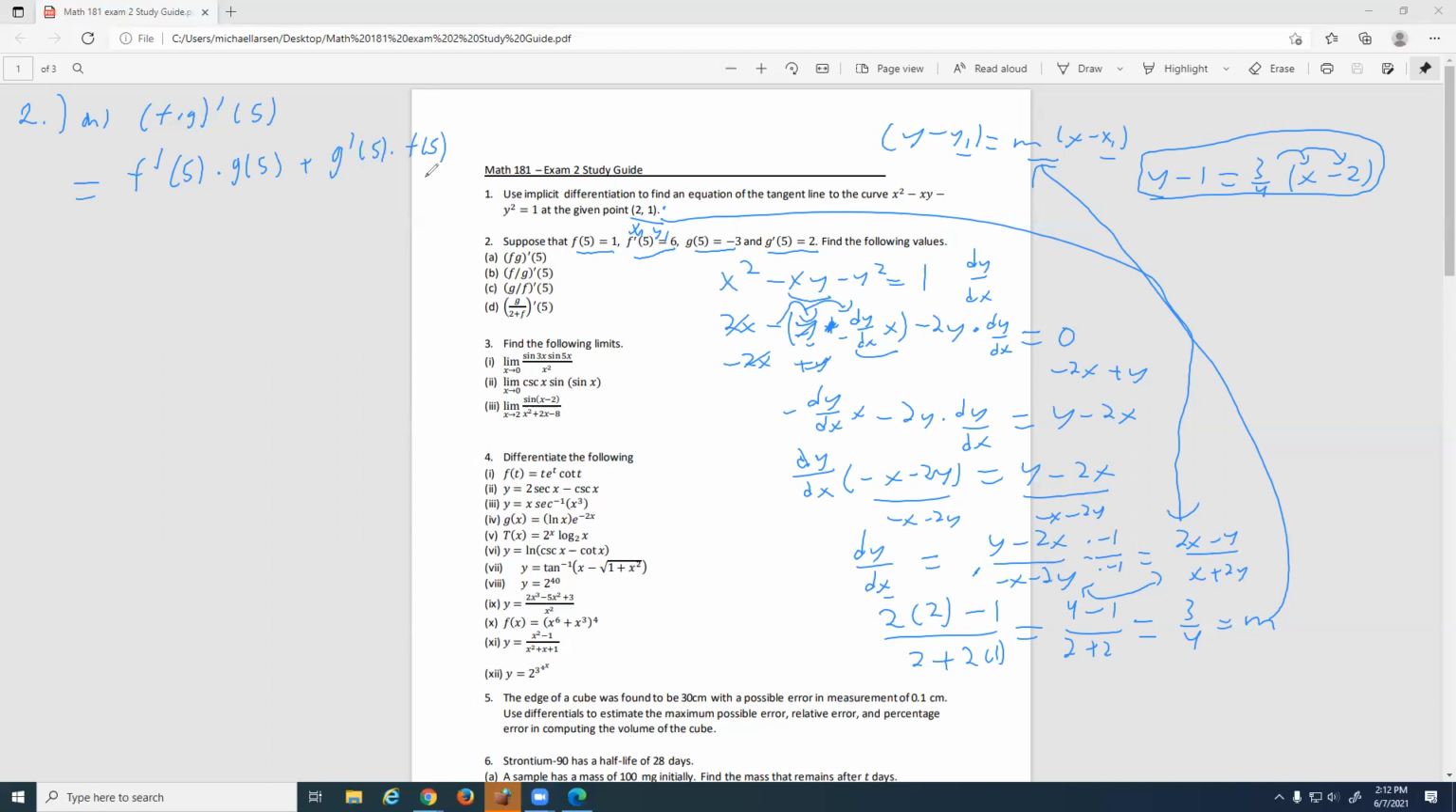And now it's going to be pretty easy to plug in because we've gotten it into a form of the stuff that we're given. f prime of 5 was 6, so this is 6 times g of 5, which is -3, plus g prime of 5, which is 2, times f of 5, which was 1. So this is 6 times -3 is -18, plus 2 is -16. So -16 should be your answer for that one. Any questions on that one? If not, we'll move on to part B.